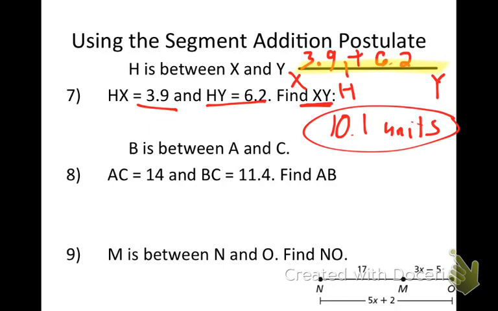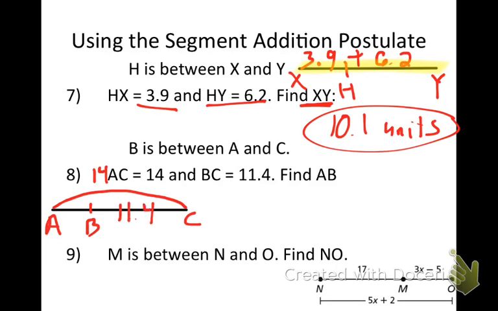It says B is between A and C. So I have a segment here. There's A, there's C, and B's like right there. Okay, it says AC is 14. It says BC is 11.4. I want to find AB. Uh-oh. It's not like number 7. This is a different problem.